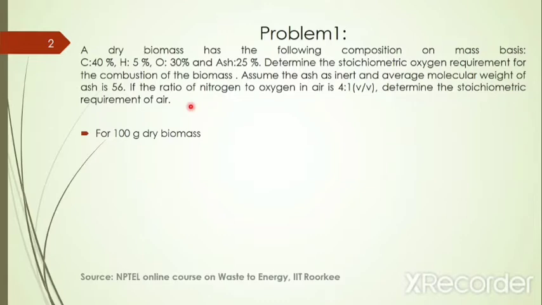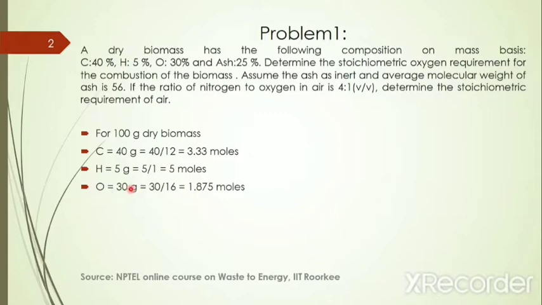What will be the mass of carbon? It will be 40 gram, because it is given that the carbon is 40%. So if you take 100 gram biomass, carbon will be 40 gram. That means the number of moles will be 40 divided by 12, where 12 is the molecular mass of carbon. So we are getting 3.33 moles. Similarly, we can find the other elements also. Hydrogen is 5 gram and its molecular weight is 1. So the number of moles will be 5 divided by 1, that is 5.